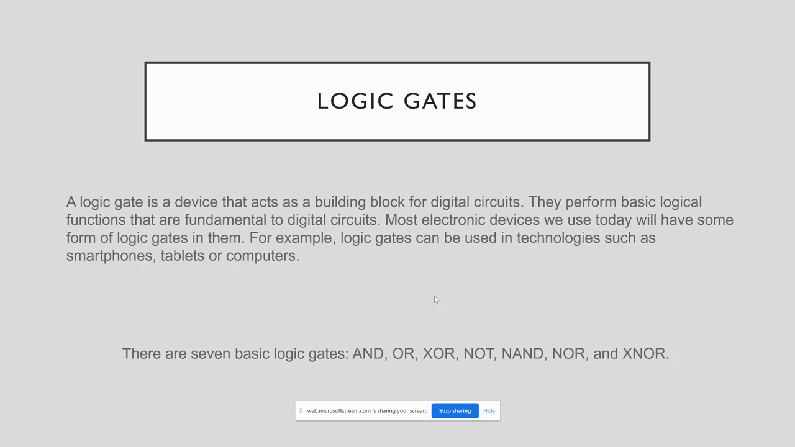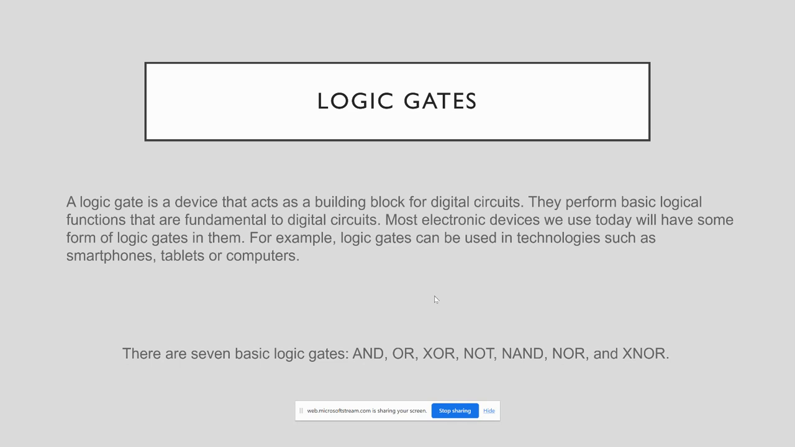So what is a logic gate? A logic gate is a device that acts as a building block for digital circuits. They perform basic logical functions that are fundamental to digital circuits. Most electronic devices we use today will have some form of logic gates inside them. For example, logic gates can be used in technologies such as smartphones, tablets, as well as computers and memories.